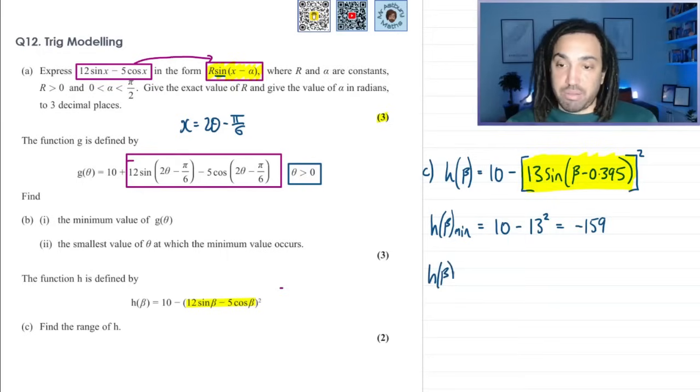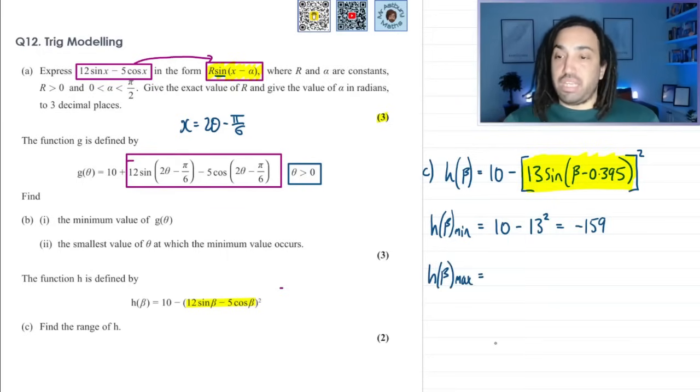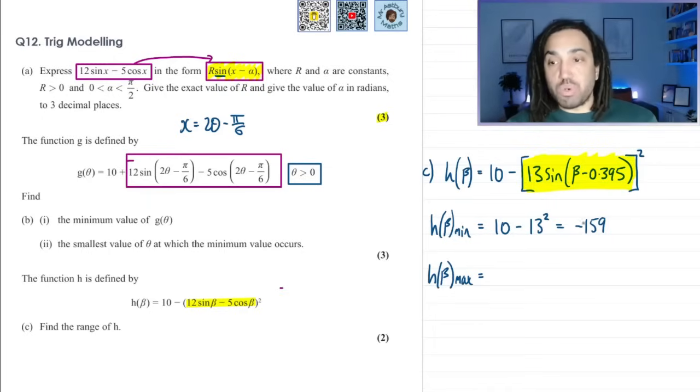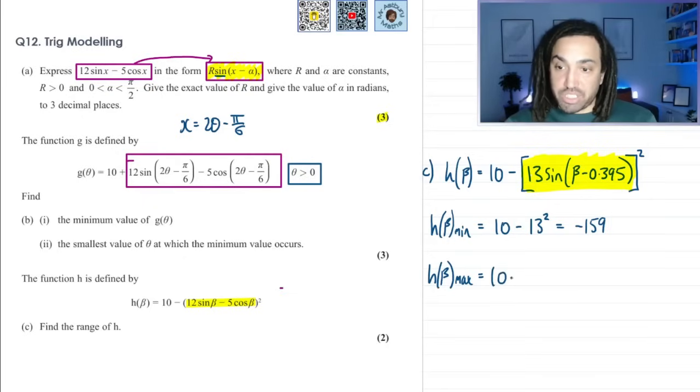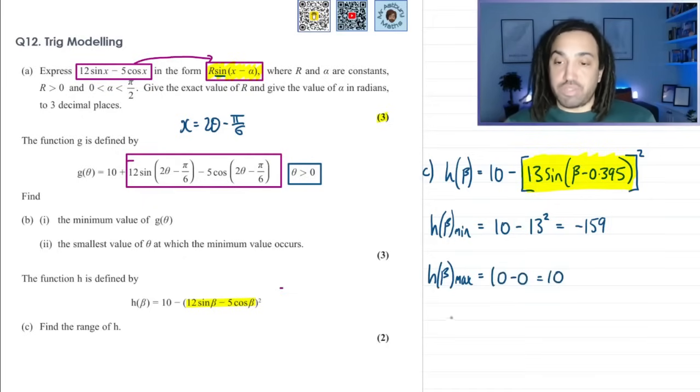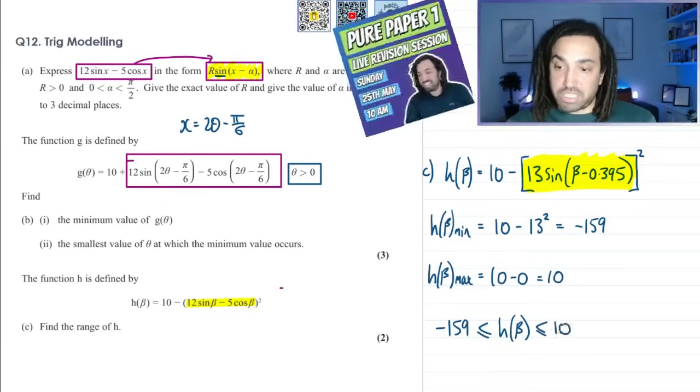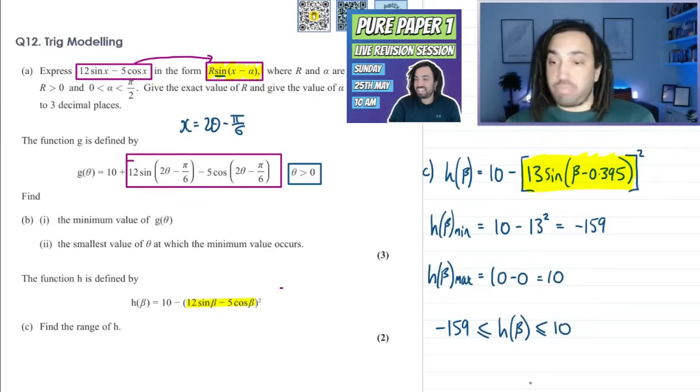Okay, that's the smallest it could be. Now, the largest it can be: we're taking away the yellow thing, so if we want it large, we want to take away as little as possible. But it can't be negative because it's a square, so the smallest it could be is 0. And when it is 0, we're just doing 10 minus 0, which is 10. So therefore the range is in between the smallest, which it could theoretically equal, and the largest, which again it could equal. Perfect, so that is the range.